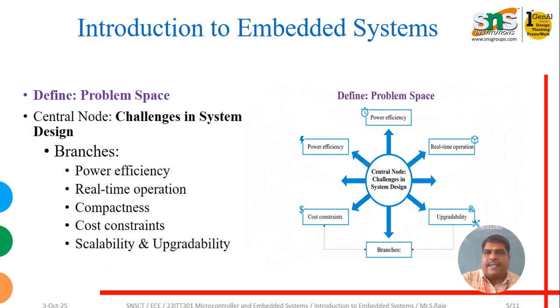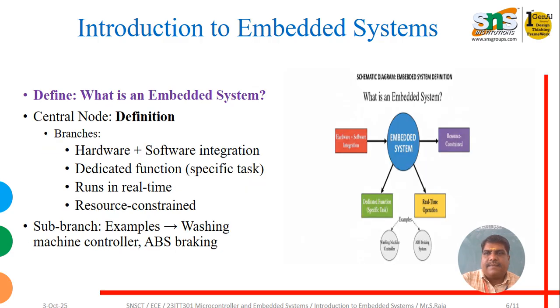Next, the define phase, that is the problem space. The central node is challenges in system design, like power efficiency, real-time operation, compactness, cost constraints, and scalability and upgradability. These are also shown in the figure. These are the various problems that are defined when you have to decide on a good embedded system.